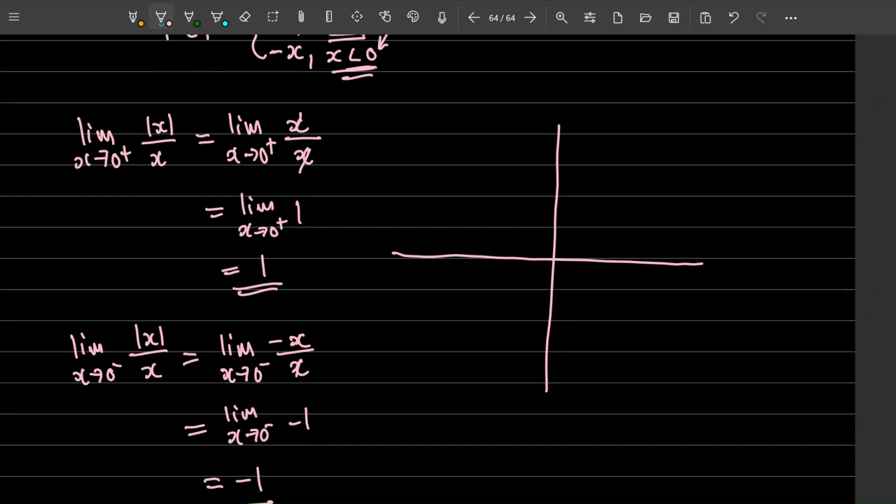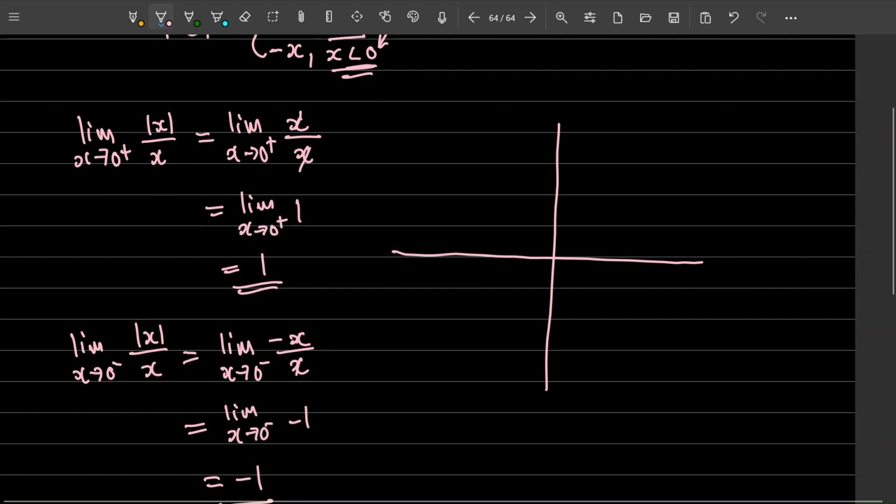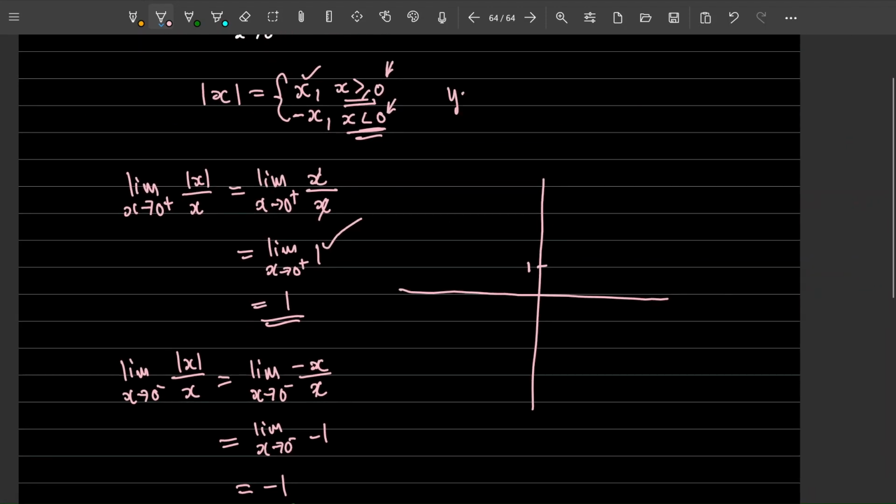Now, let's see what our limit was. Our limit was 1 when we were going towards 0. That is for the positive side, that means when we were coming from the right. From the right, our limit was 1. So it means in here, your limit would be 1. And you were getting a limit of y equal to 1.